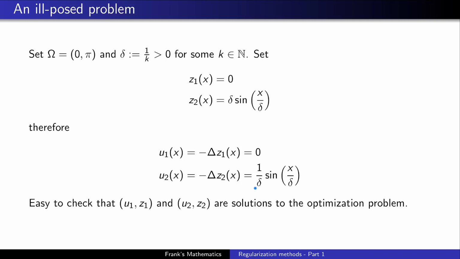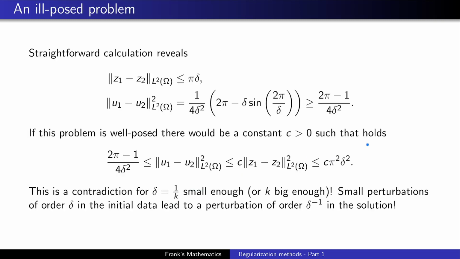Of course, it is very easy to check that the couple u1 and z1 and u2 and z2 are indeed solutions to our optimization problem. But this is just straightforward. So, talking about straightforward calculations, we now compute the differences in the L2 norm. So z1 minus z2 in the L2 norm is less or equal than pi times delta.